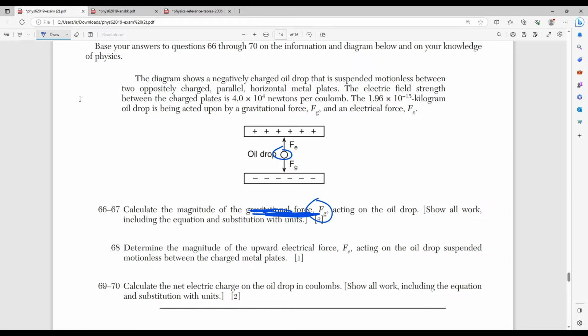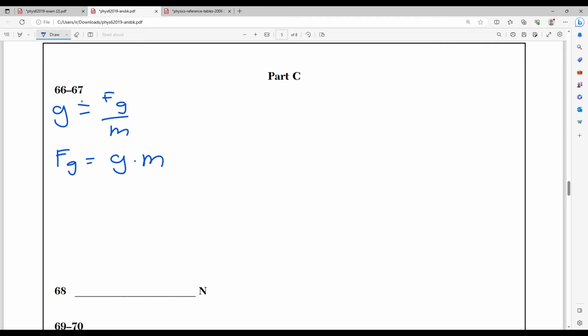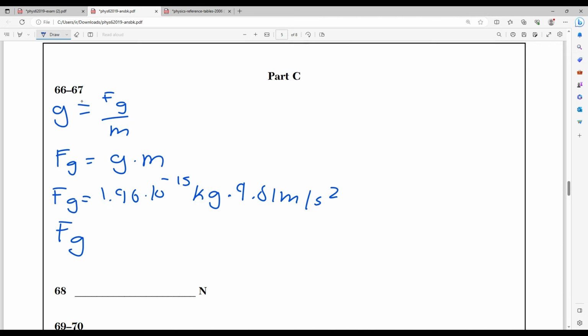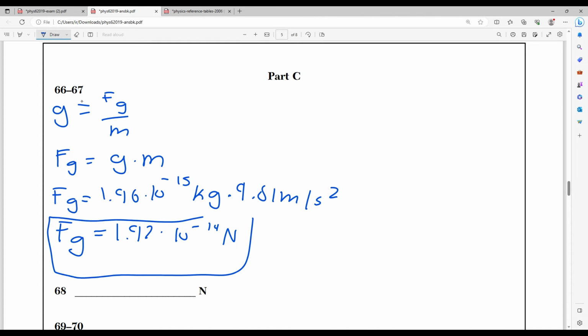F of G, or F sub G. And now we're just going to have to plug in our values, right? We have F of G is equal to 1.96 times 10 to the negative 15 kilograms times 9.81 meters per second squared. And if you plug it into your calculator, you get 1.92 times 10 to the power of negative 14 newtons, right? So that's all you need.